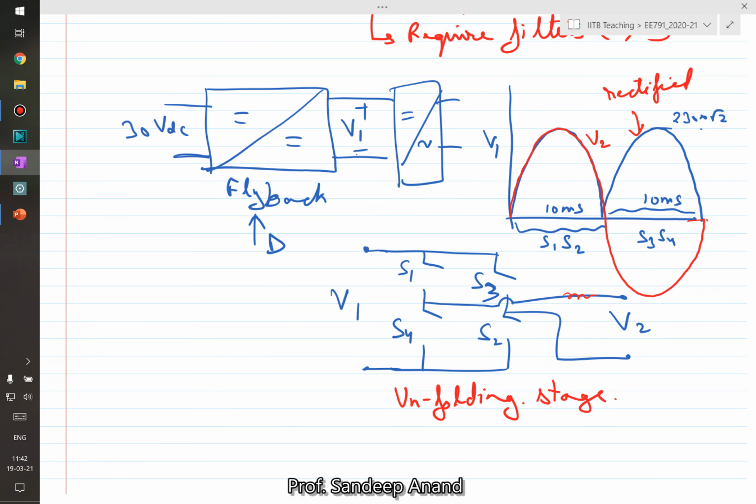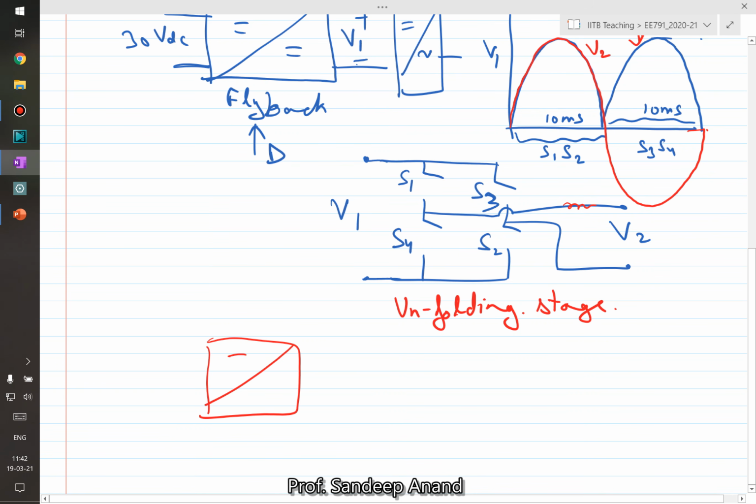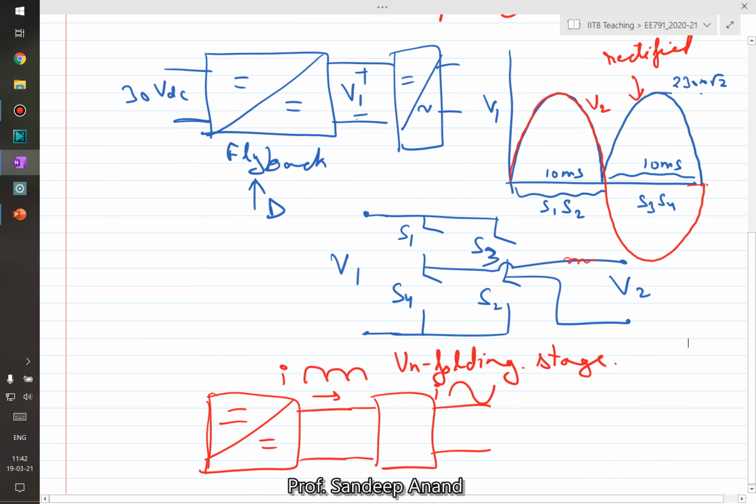Now I have explained this concept in terms of the voltage. In terms of current also, you can see something very similar can be done. For instance, you can have the first stage which, instead of producing a DC current, produces a rectified current, and then you have the unfolding stage which gives you the sinusoidal current, right? So this basic principle of producing a rectified sine wave and unfolding can be applied to both current as well as voltage.